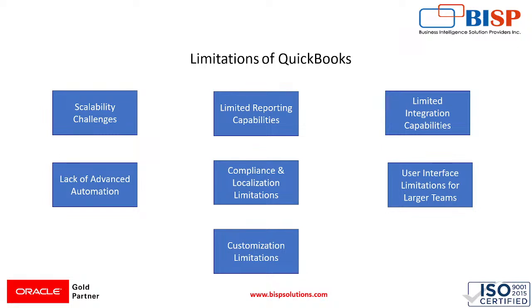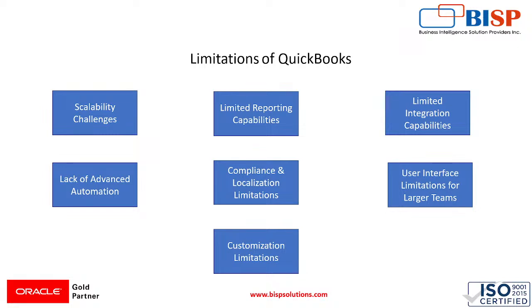The next part is limited reporting capabilities. Of course, if someone has worked on QuickBooks, they will understand that it provides very limited reporting capabilities. It offers only basic reporting. It lacks advanced analytics and customization. But Oracle Fusion Finance provides the flexibility. It provides complex financial reporting that is often more difficult in QuickBooks.